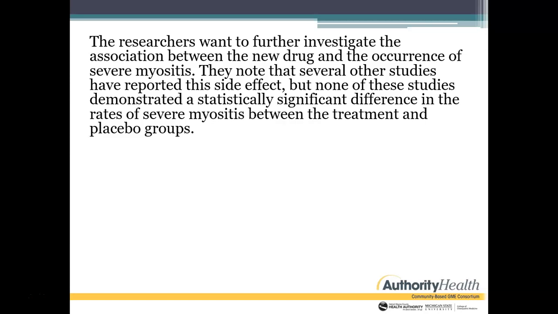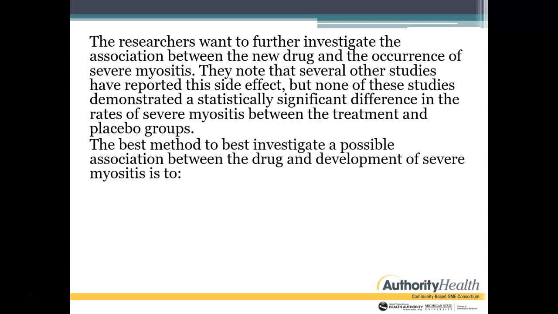Now, the researchers want to further investigate the association between the new drug and the occurrence of severe myositis. They note that several other studies have reported the side effect, but none of these studies demonstrated a statistically significant difference in the rates of severe myositis between the treatment and placebo groups. So, in this case, what would be the best method to investigate a possible association between the drug and the development of the complication?